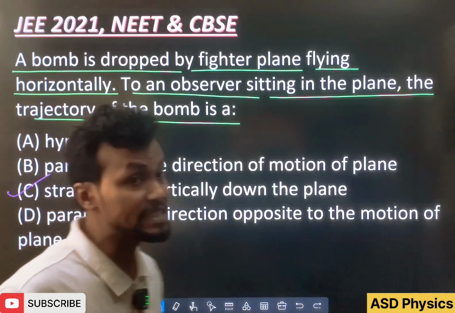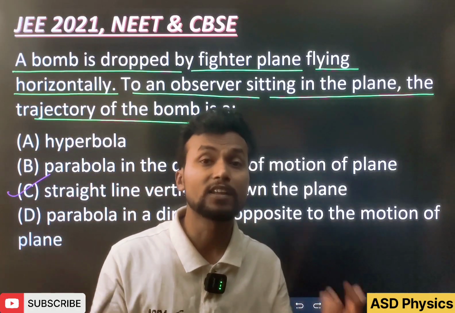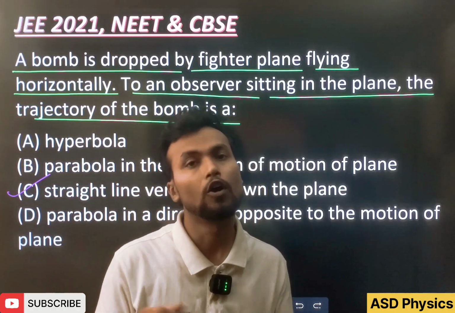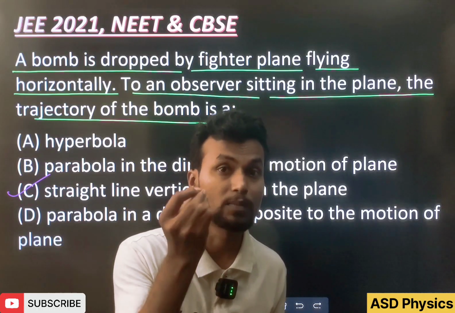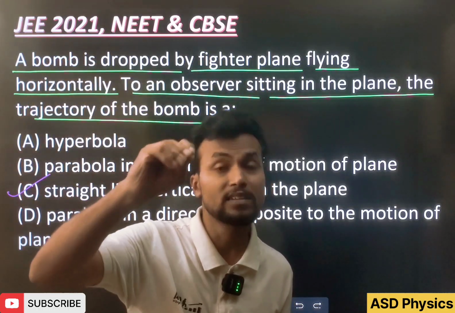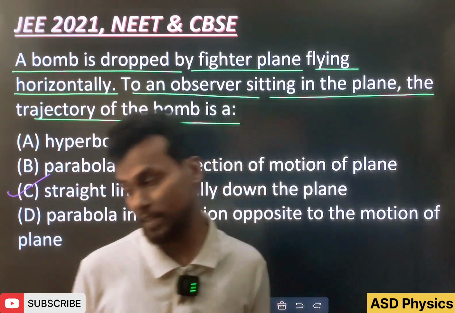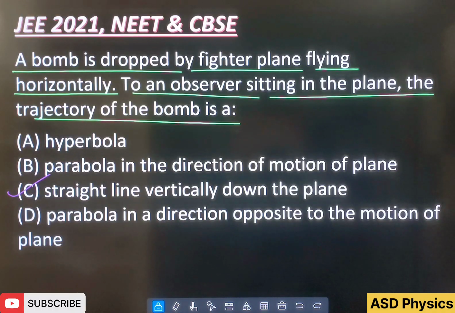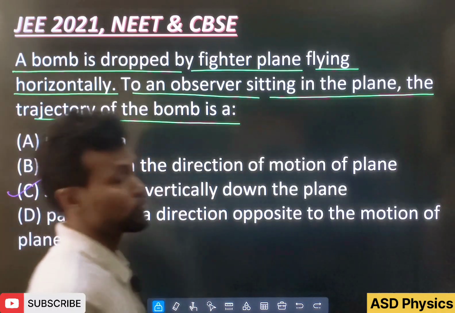But if a person sitting or standing on the ground sees the same bomb, he will observe what? A horizontal projectile. But the person sitting in the plane, he will observe which one? Straight line. Okay, can you remember that? So the correct option is here: straight line vertically down the plane.